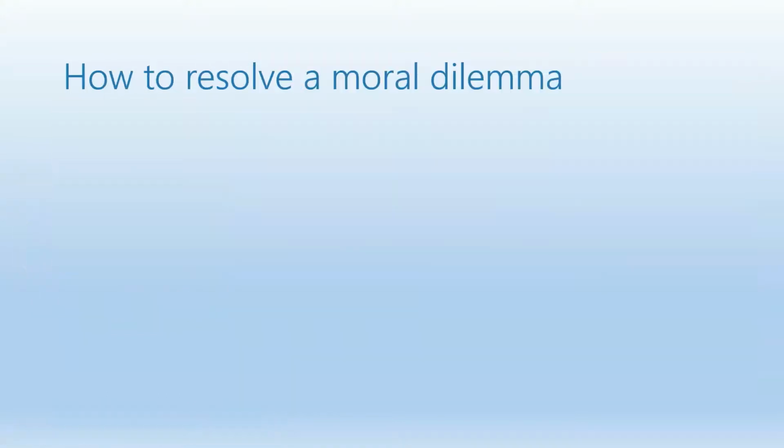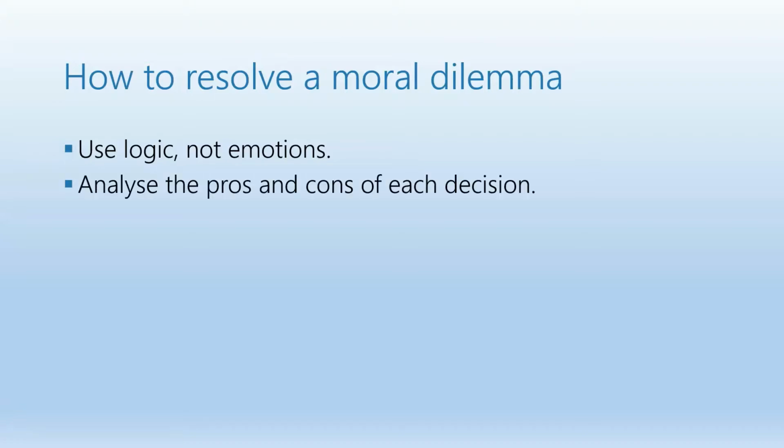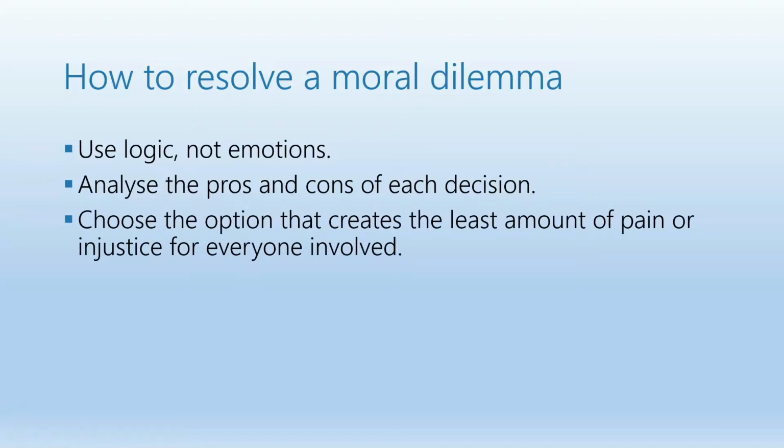And finally, I wanted to know how to resolve a moral dilemma. According to experts, there are three things you can do. First of all, you have to use logic, not emotions. But from the examples, you saw how difficult it can be. Then, you have to analyze the pros and cons of each decision. Think about the good sides and the bad sides of both courses of action, and then choose the one you think is right. And finally, you should go for the option that creates the least amount of pain or injustice for everyone involved. Sometimes it is the best thing you can do. Just remember the examples.